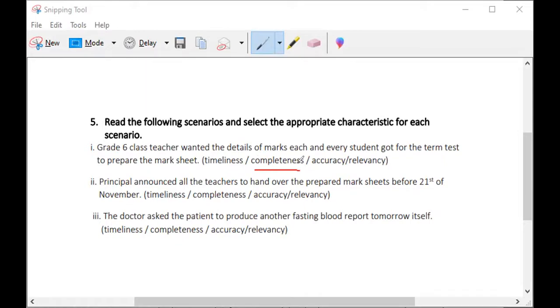Then the principal announced that all the teachers should hand over the prepared mark sheet before the 21st of November. So that is giving a time, and after that you are not going to take it. That is timeliness.